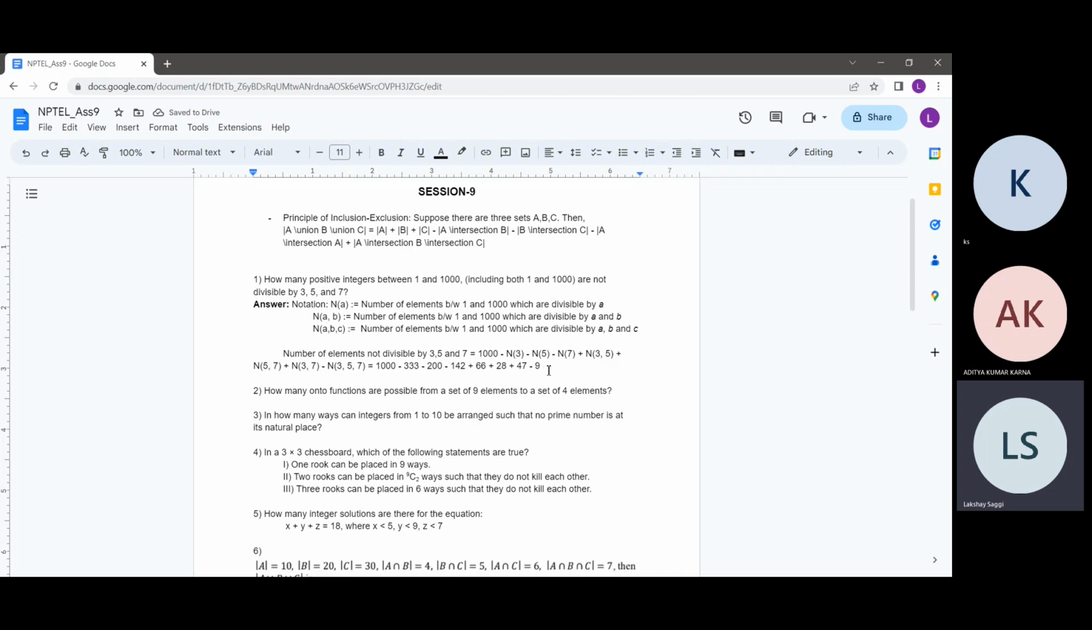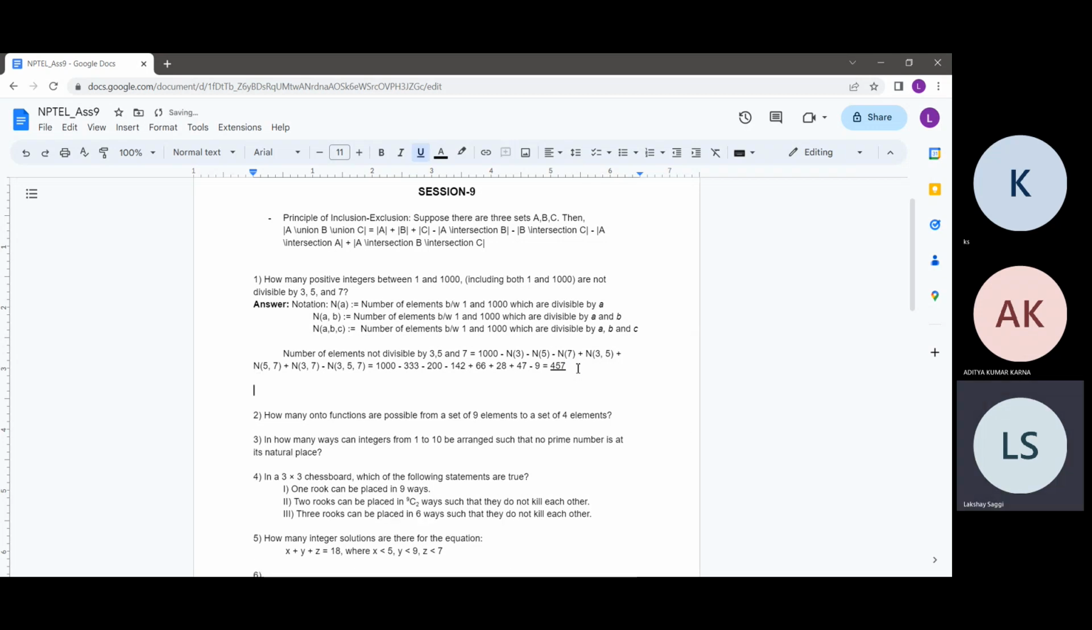So while doing this calculation, this will give us 1000 minus 333 minus 200 minus 142 plus this. I have a calculator, and just putting it in the calculator, this gives us 457. So this is the correct answer. Aditya had written in the chat the answer as 457, so Aditya, your answer was correct. Nice one. I'll just underline the answer and maybe write the answer in the next line also.